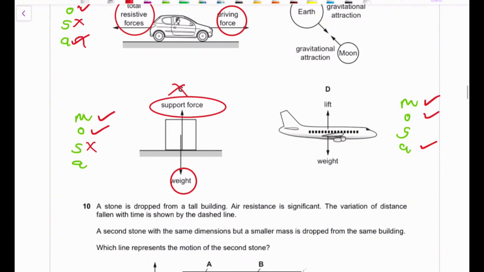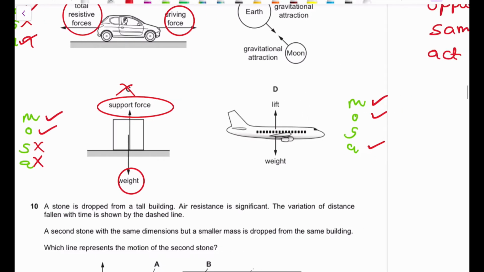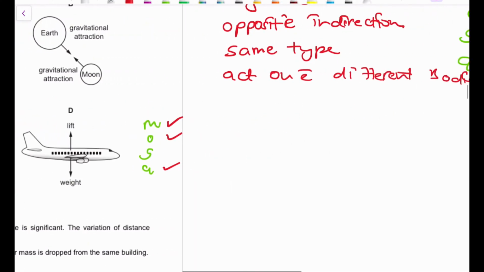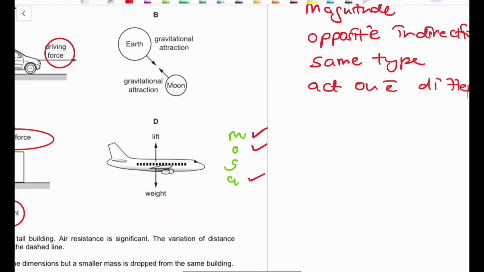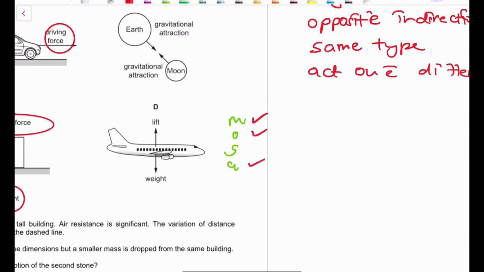Moving on to C. Are they of the same magnitude? They are. One is up, one is down. Are they opposite in direction? They are. Are they of the same type? They're not. A weight and a support force are not the same. Do they act on different bodies? They do not. They're both acting on a box. So C is wrong, because they have to act on different bodies, be of the same type, opposite in direction, and have the same magnitude. If we move to D, is the lift force equal to the weight acting down? It is.